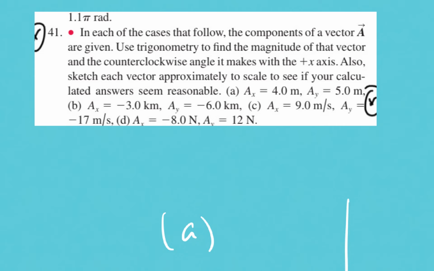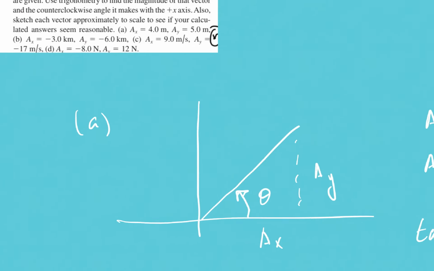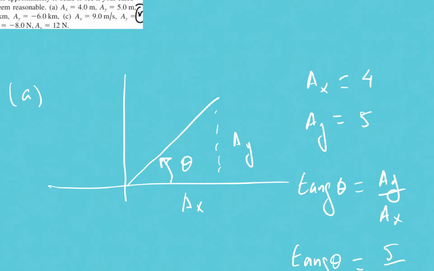So in this problem, we have to find the magnitude of the vector. We know the magnitude of the vector is the square root of ax squared plus ay squared. And a very subtle question is the angle. You have to be careful with the angle.